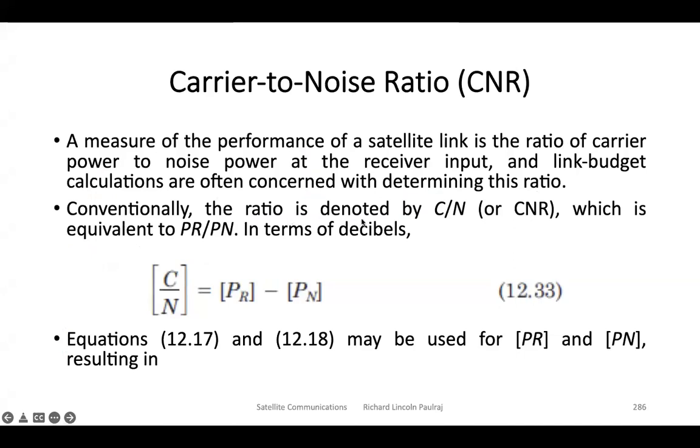Conventionally, the ratio is denoted by C slash N, or we can put it as C by N, which is equivalent to PR by PN. This formula is important. So carrier to noise ratio is equal to PR minus PN, so whatever you have received minus the noise.